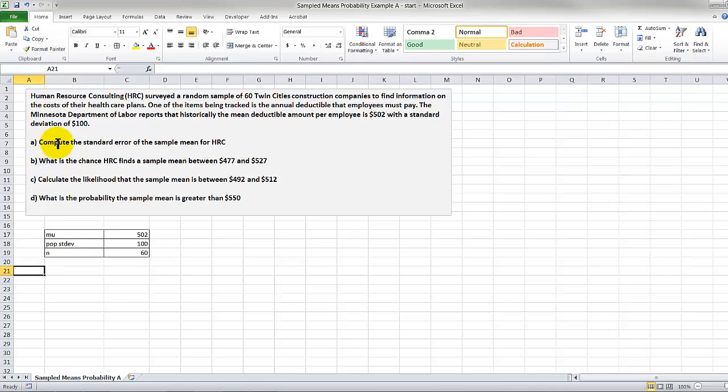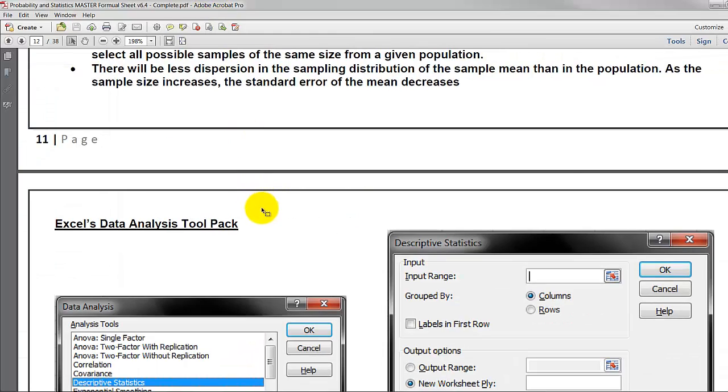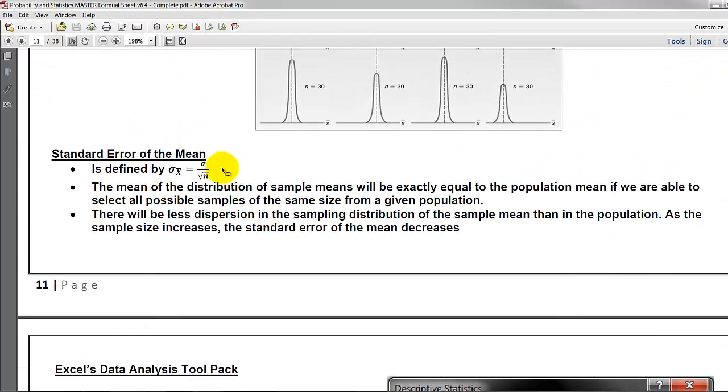Let's take a look at the first part here. Compute the standard error. So this is part A. Find SE, standard error. So what do we need? We need to know the formula for standard error, and I'm going to bring in the formula sheet that has been provided to you. The standard error is defined by sigma x bar, which is the variation divided by the square root of n, or sample size.